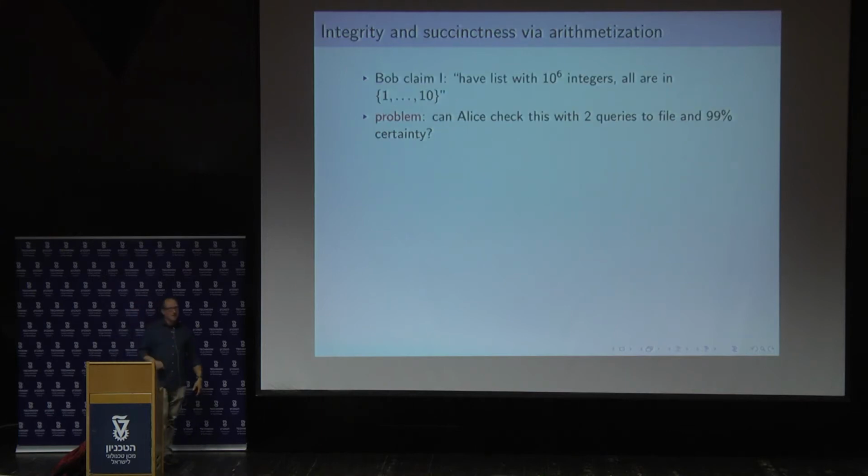Now, let's scale down significantly and talk about a very simple kind of computational claim that could appear in some bigger computation. So Bob's claim number 1 is this. He says, there's a list of 1 million numbers, 10 to the 6 numbers, and they could be arbitrary, but my claim is, Bob is saying, that all of them are in the range 1 to 10. And Alice would like to check this thing. She doesn't know if it's true or not. And this is important because maybe it's part of a computation. But she would like to do only 2 queries to this list. So is it possible?